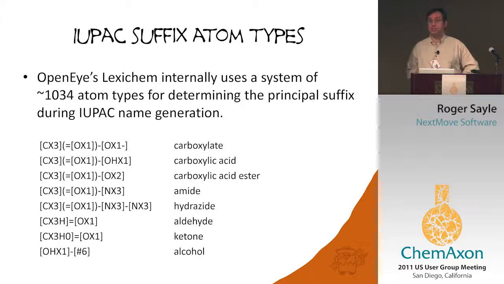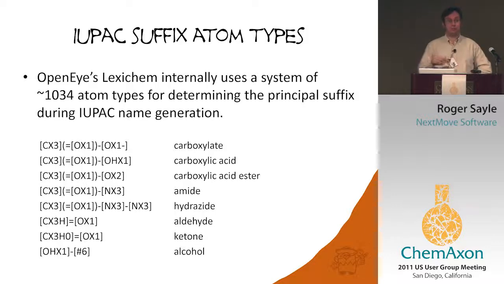One of the things that got me interested in this, a long time back, was when I was working at OpenEye on LEXICHEM, the name to structure and structure to name programs, is that you end up with internally a very large list of 1,034 atom types for determining the principal suffix in an IUPAC name. So the way that you name a compound is based on the most senior functional group in there. And so you end up with a pattern like this for carboxylate, carboxylic acid ester, amide, hydrazide, aldehyde.